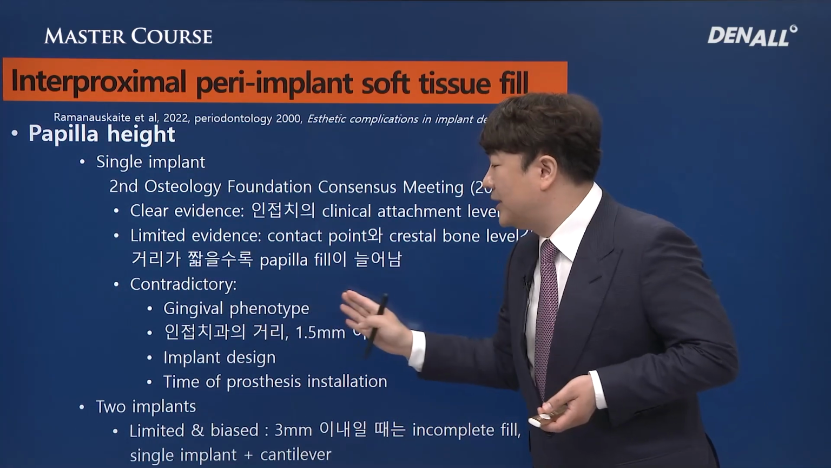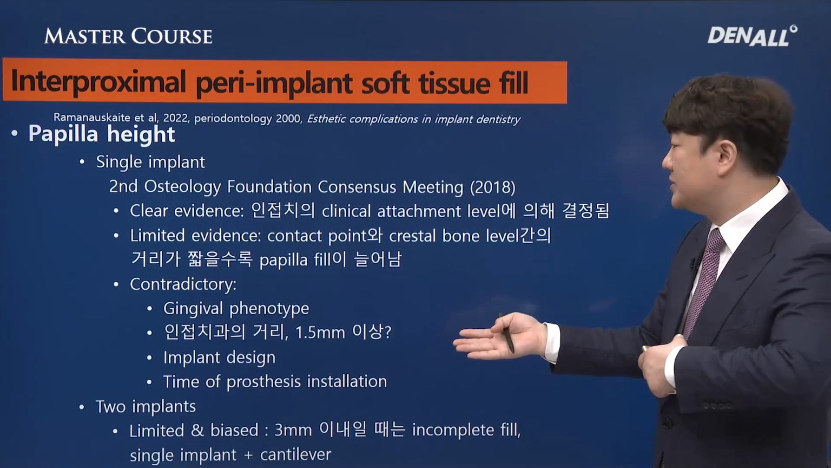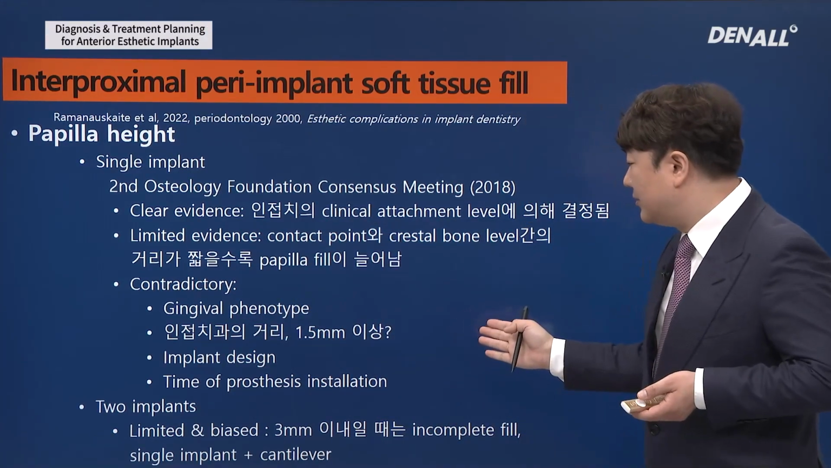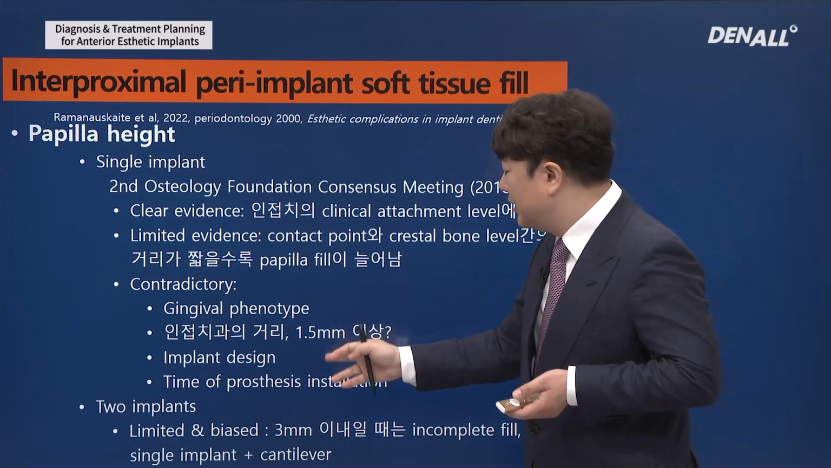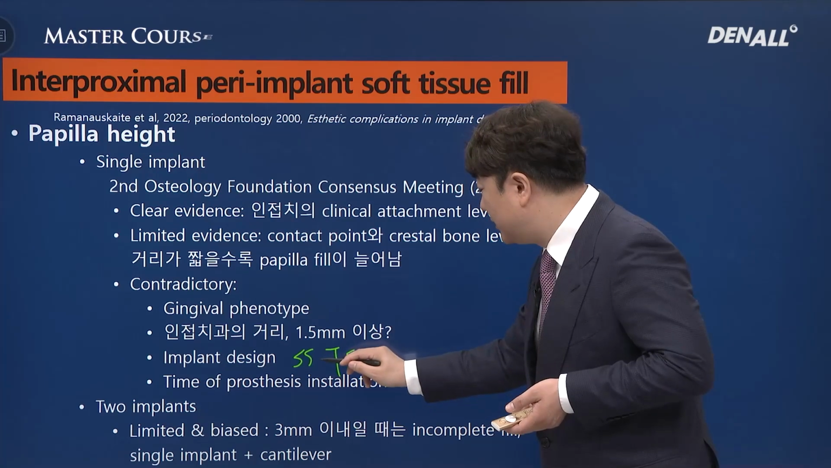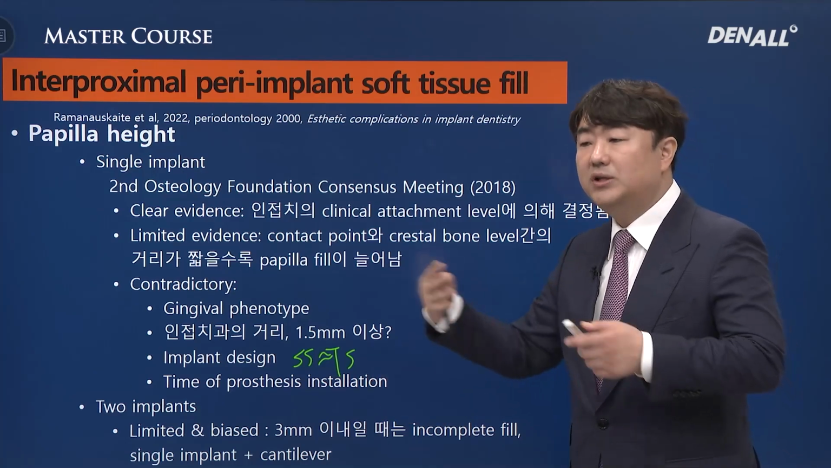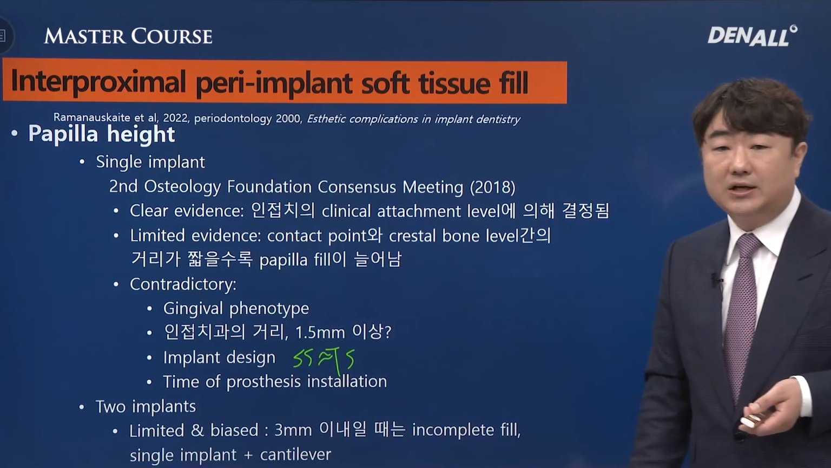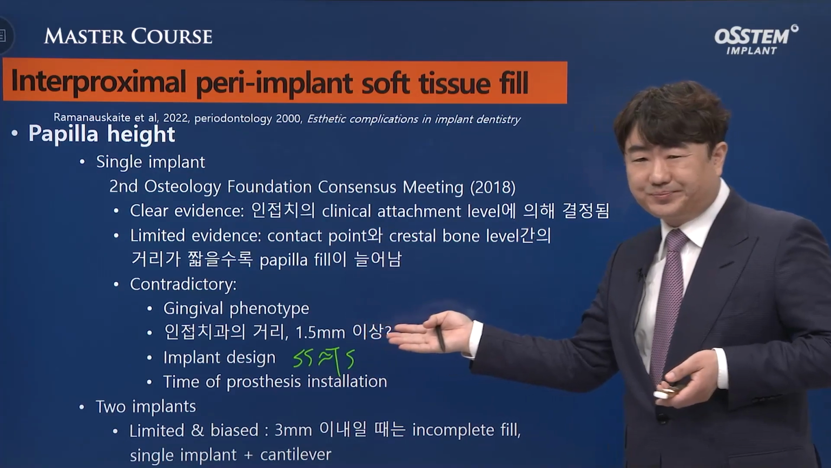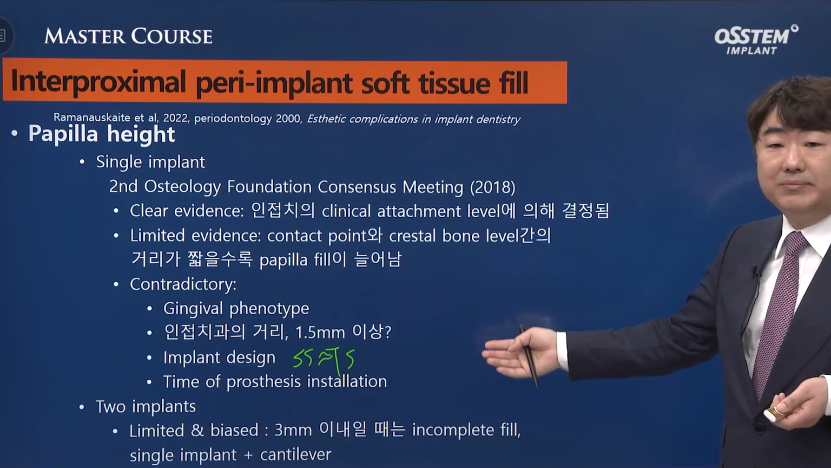For instance, the phenotype. In other words, a biotype, thick is considered better than thin, but the evidence level is low and there needs to be 1.5 millimeters of distance with adjacent teeth. Regarding implant design, SS and TS types were compared, but they were quite similar. Regarding time of prosthesis installation, opinions are divided over immediate versus delayed loading, though immediate loading seems to show favorable results more.